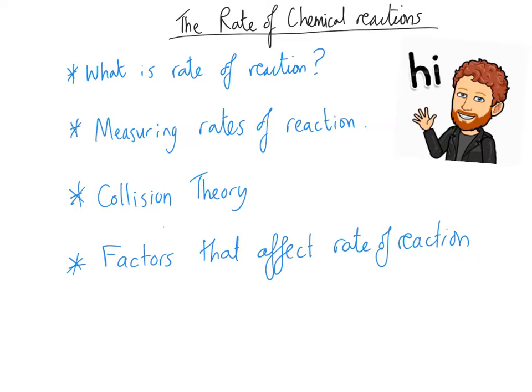And so what we're going to look at in this video is we're going to begin by looking at what rate of reaction actually is. Then we're going to explore the different ways of measuring the rates of reaction. We'll look deeper into chemical reactions by exploring collision theory, and then we'll finish off by exploring the 4 different factors that can affect the rate of chemical reactions.